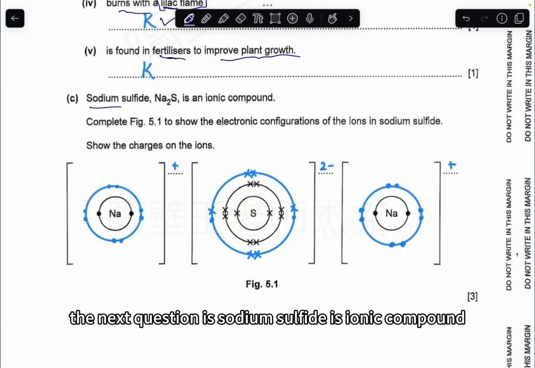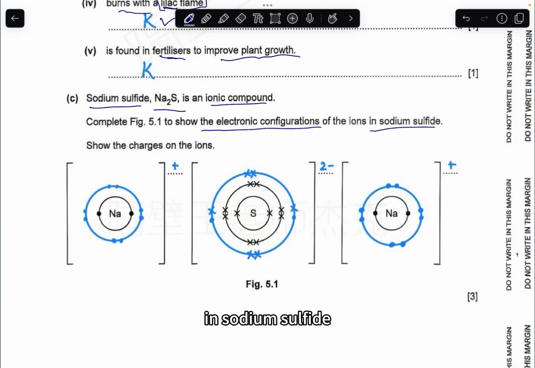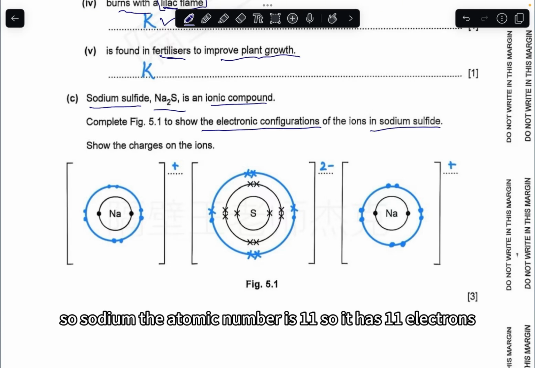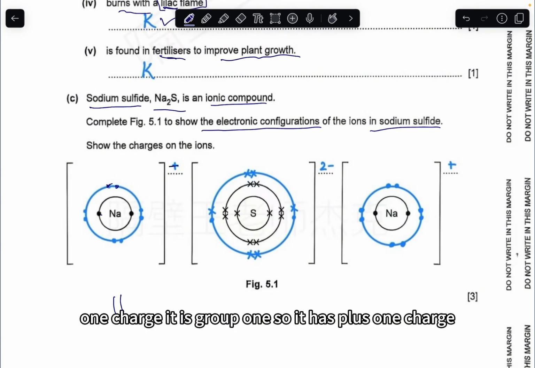The next question is, sodium sulfide is an ionic compound. We need to write the electronic configuration of the ions in sodium sulfide. Sodium's atomic number is 11, so it has 11 electrons. The 2 are shown, so we need to draw an extra shell and put this dot for the sodium atom. It is group 1, so it has a plus 1 charge.